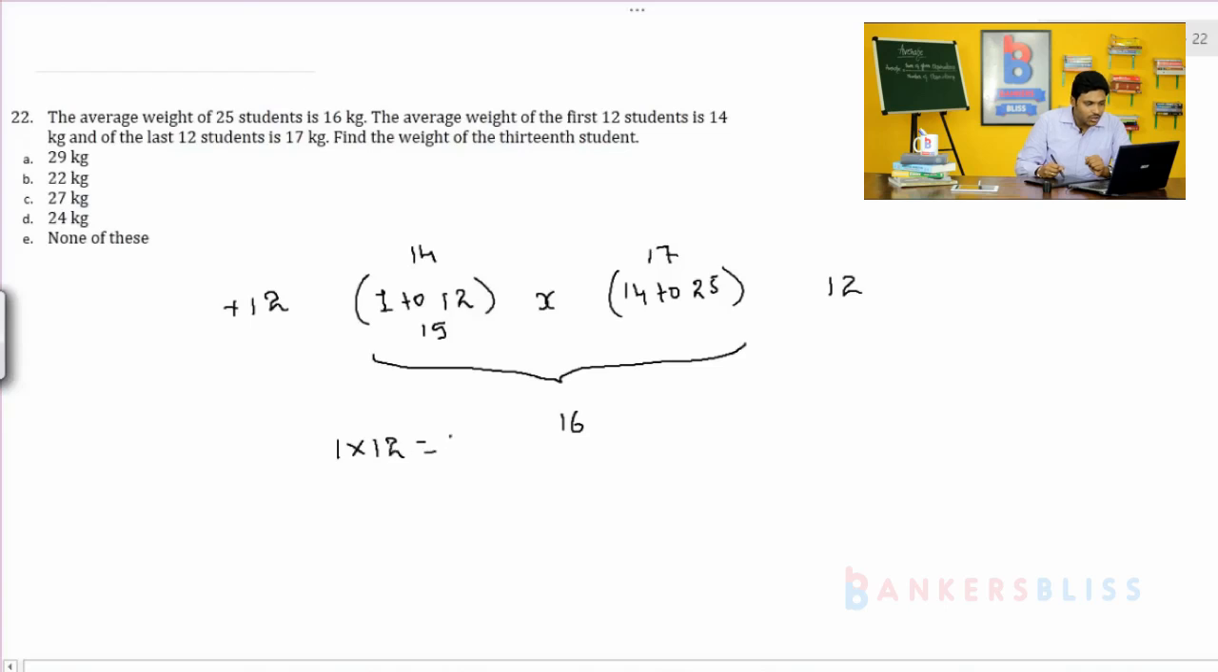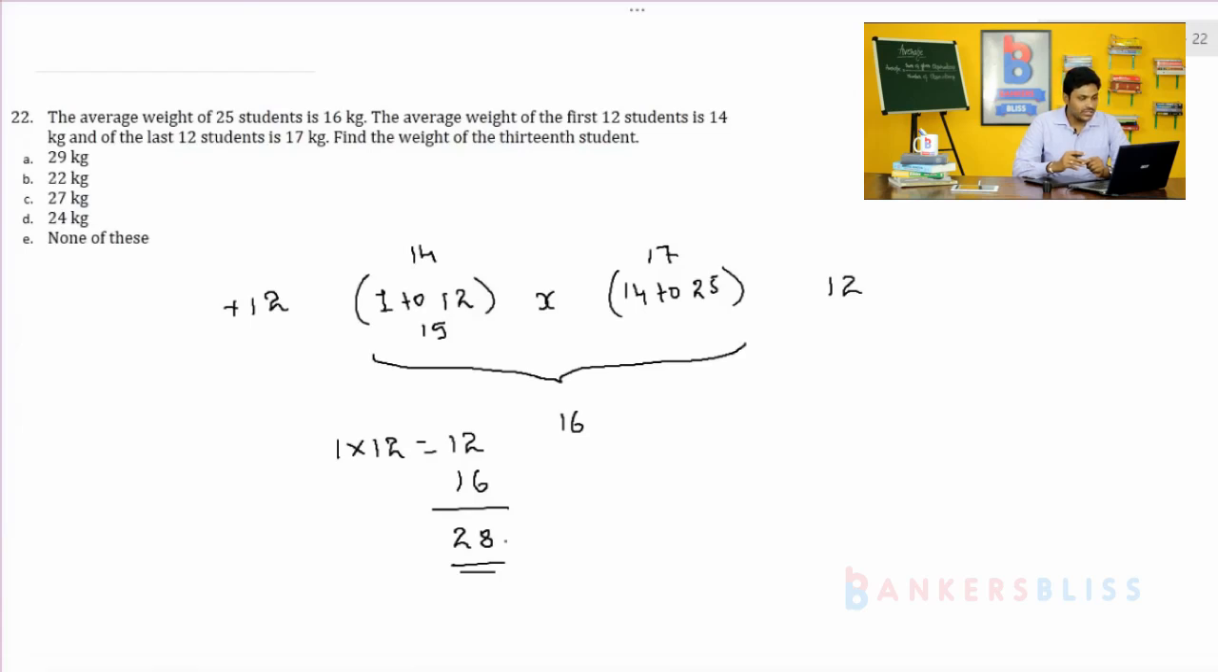So, 1 into 12, 12, and this 12 has to be given by the 13th person. After giving 12, the 13th person should have 16 because that is the average. So, he has to give 12 to the people from 1 to 12 and he should retain 16. So, altogether 28. So, the weight of the 13th person is 28. So, the answer is none of these. For problem number 22, the answer is none of these. Let us go to the next problem.